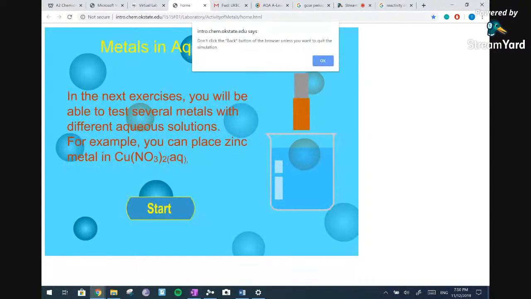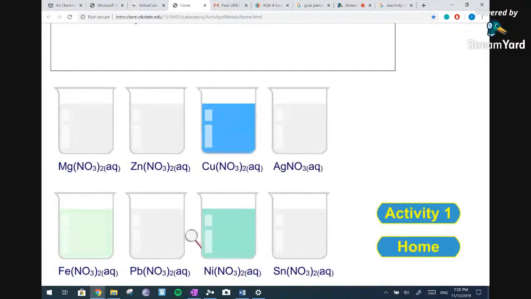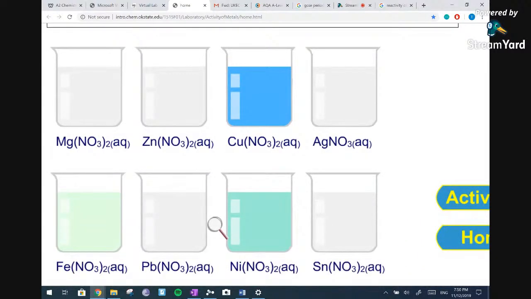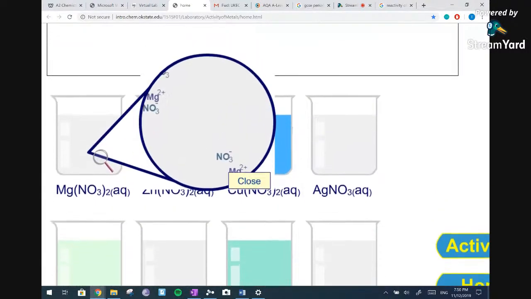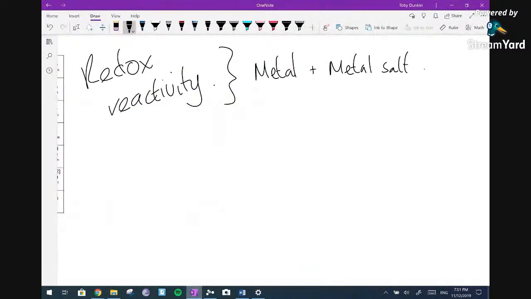Now, this is super useful because it allows me to show you guys what the salt solutions look like, because I think students don't really realize this. This is magnesium nitrate. So we've got metals. Let's have a look at what a metal looks like.